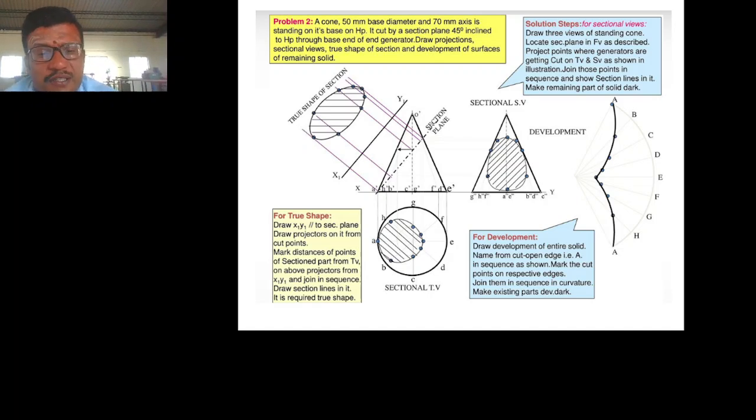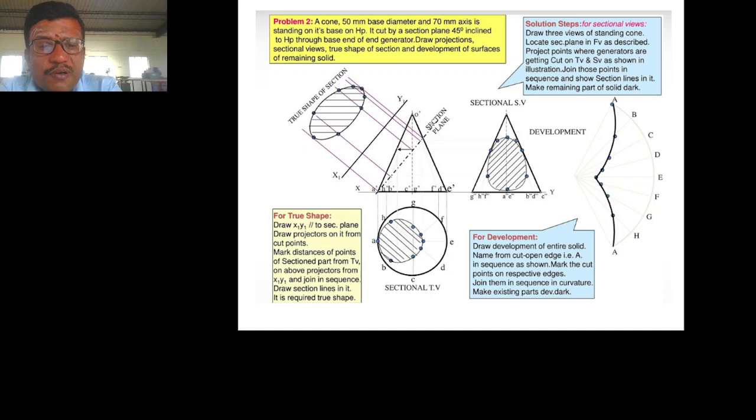So here at the top you have marked the points A, B, C, D, E, F, G, H, and in the front view they will be A dash, B dash, C dash, similarly up to H dash. So here A dash, O dash, take it as point number 1, and B dash, C dash, take it as point number 2. Similarly up to H dash and F dash, H dash and O dash.